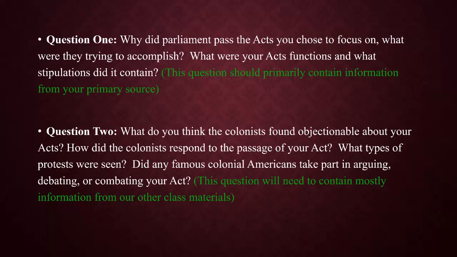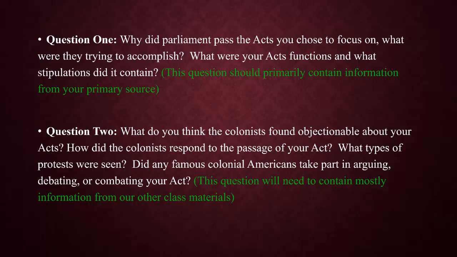Going over to question number 2 for this one, the Sugar Act actually doesn't have too much of a response. There's some response from the colonial assemblies. It definitely is raising eyebrows, as well as the Currency Act, but it doesn't draw wide-scale protests. For that, we need to get to the Stamp Act.